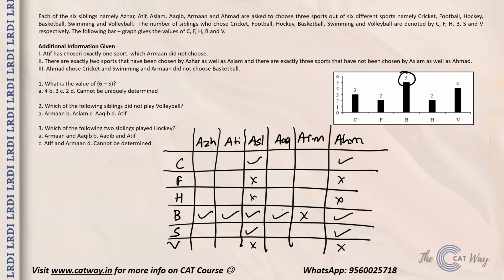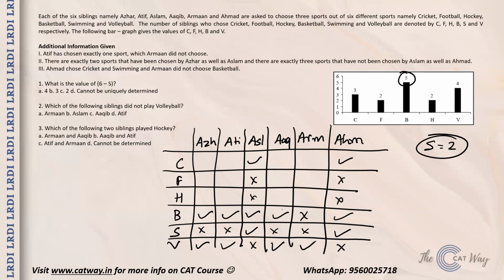Okay, now what you knew is that swimming has been chosen by 2 people, and now we know which 2 people those are. They are Aslam and Ahmed. That means swimming, nobody else is going to choose. Also, what you know is that volleyball was taken by 4 people, and Aslam and Ahmed have not taken volleyball. So volleyball will be chosen by all the other people.